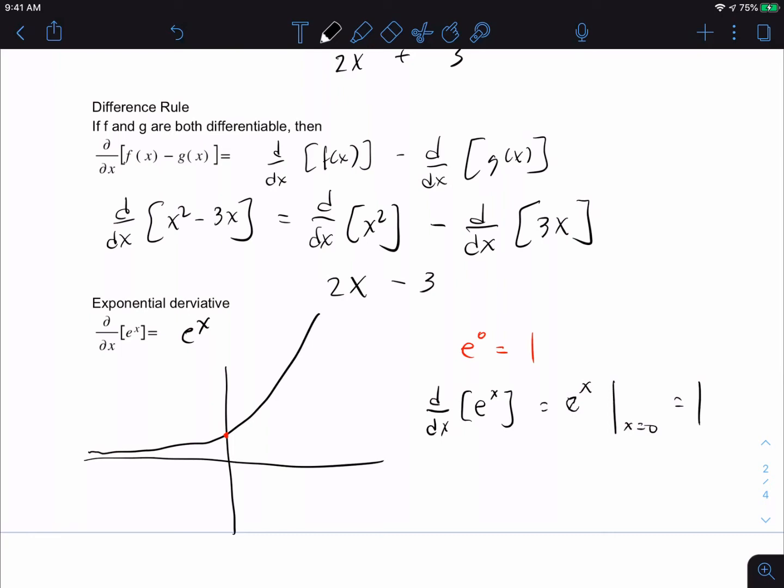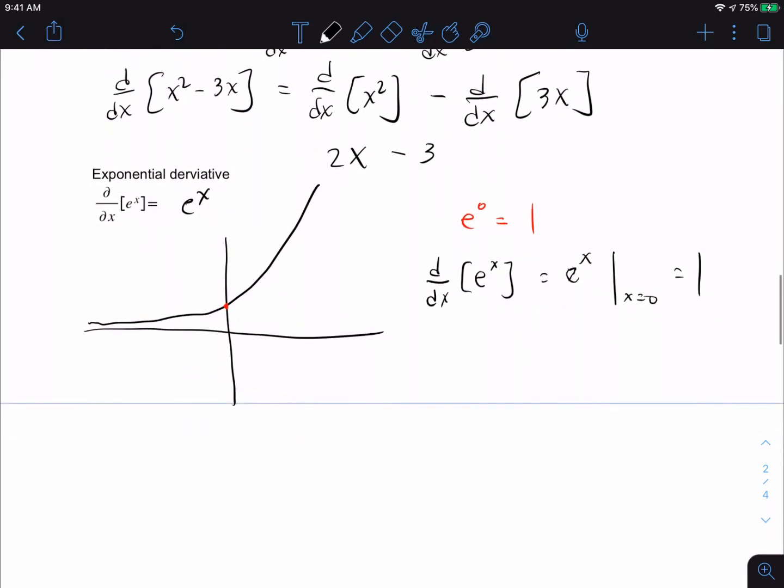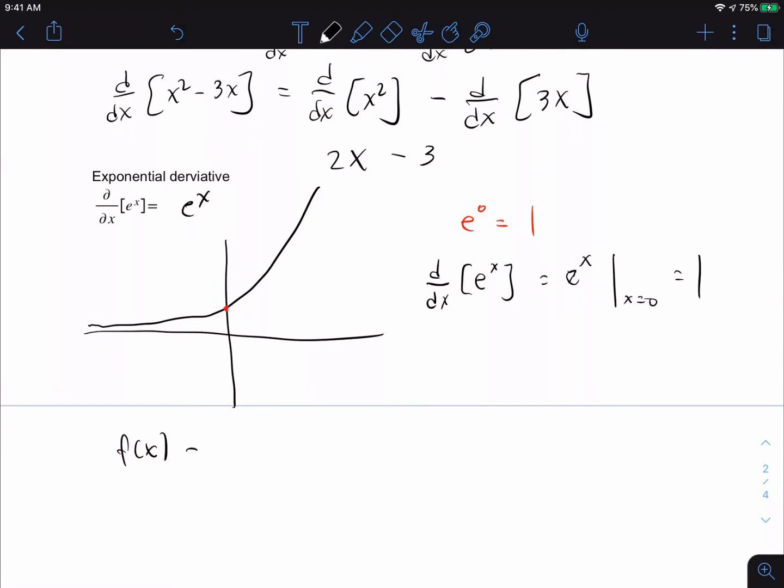Okay, so anytime you see e to the x, the derivative of e to the x is something fun. So if I gave you a function like 5e to the x plus 7x, let's make that squared, plus 2x, the derivative of this thing is, there's no change here, and this becomes 14x plus 2.